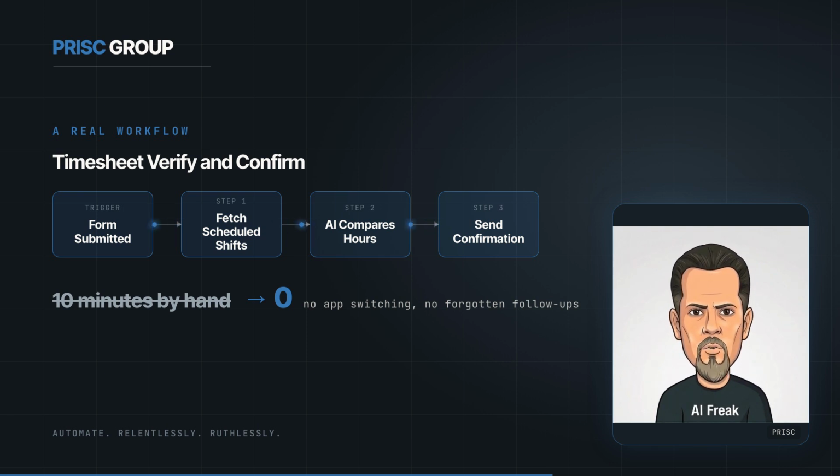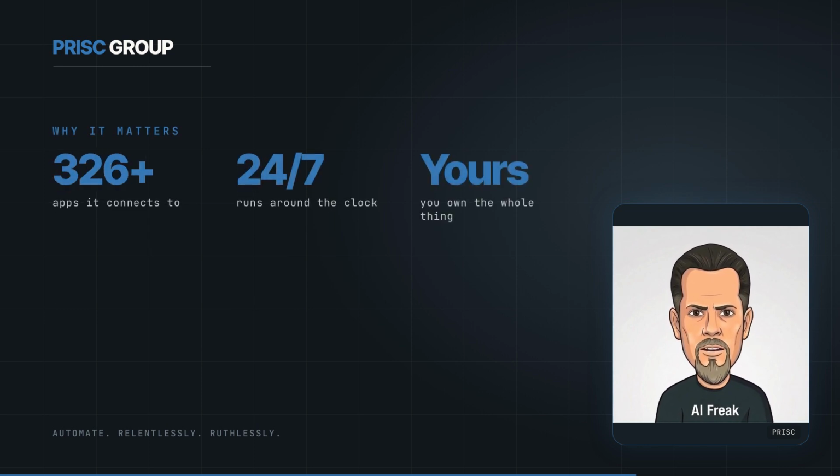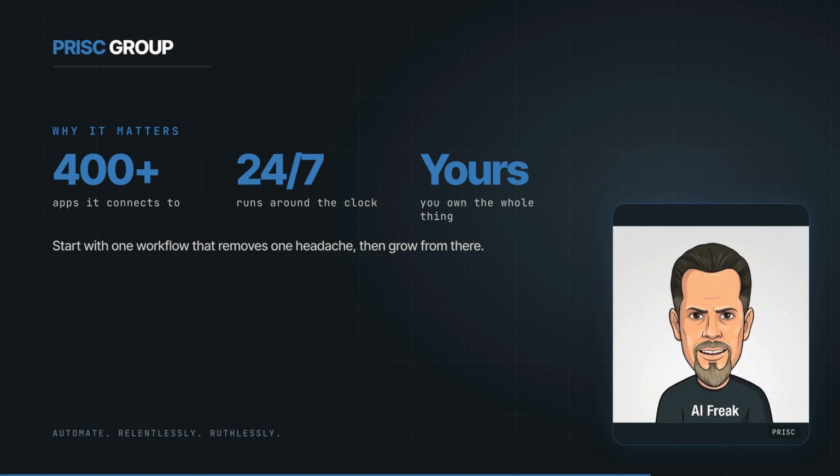A task that used to eat 30 minutes or more per payroll run now happens automatically every single time, the moment a form comes in. That is the real power here. N8n connects to hundreds of apps, including scheduling tools, payroll platforms, Google Sheets, Slack, and your email. It runs around the clock without you watching it. And because you host it yourself or on a cloud server you control, your data stays yours.